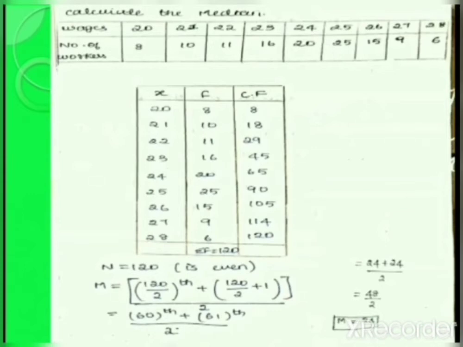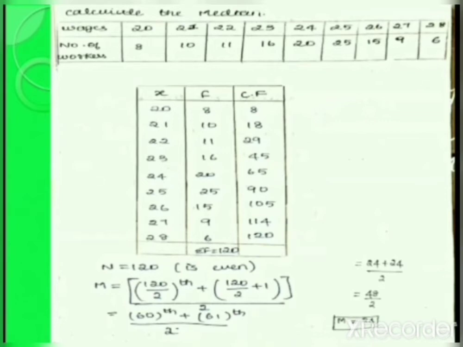If it is the same, then your cumulative frequency is right, so you can proceed to the further steps. Here n is equal to 120, which is even. So we have to use our median formula: the (n/2)th item plus the (n/2 + 1)th item. Here 120 divided by 2 is the 60th item, plus 120 divided by 2 plus 1, which is the 61st item.